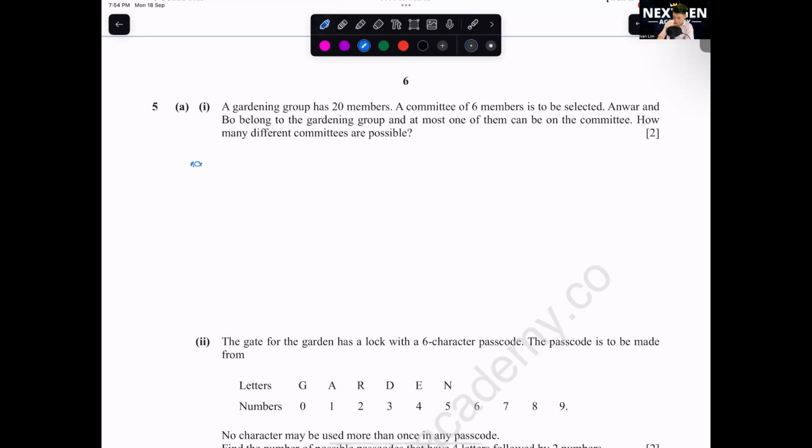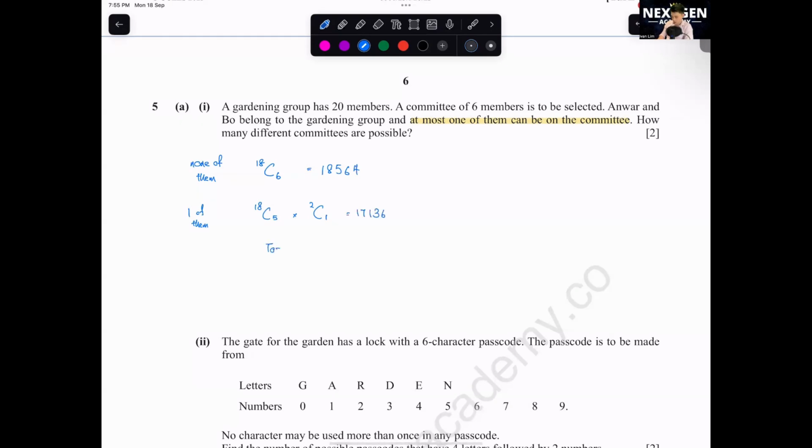So you got none of them. This one will be 18C6. It means we don't want to consider both of them, they will be out of the group. 18564. Only one of them, you see they say here, at most one of them can be on the committee. So if only one of them, it means 18C5, then out of the 2, we choose only one of them. So we choose 5 other people, and one of them is either Anwar or Bo.